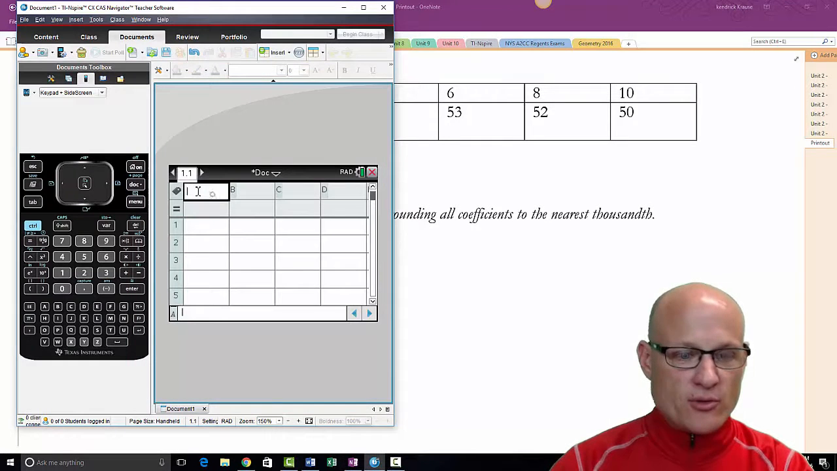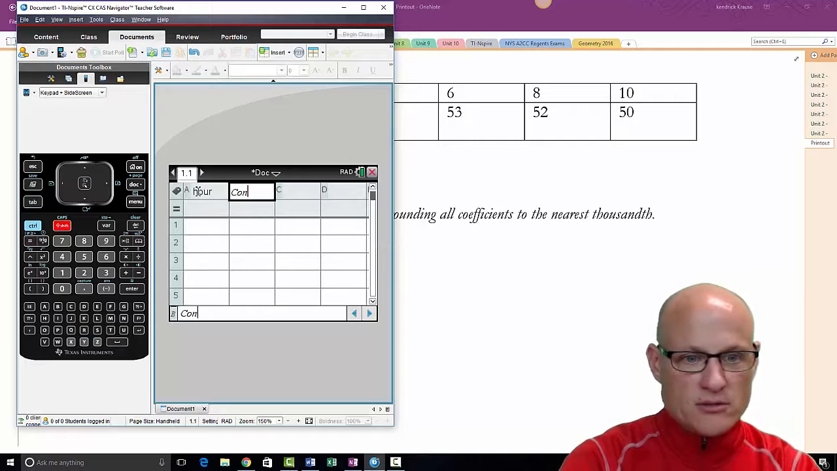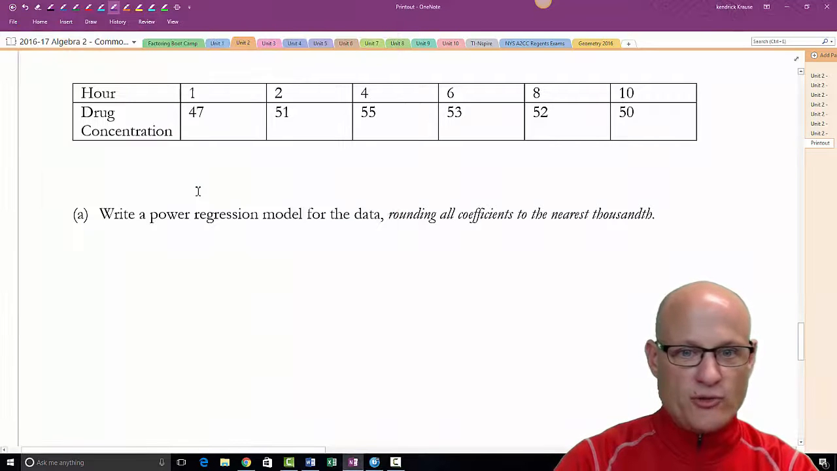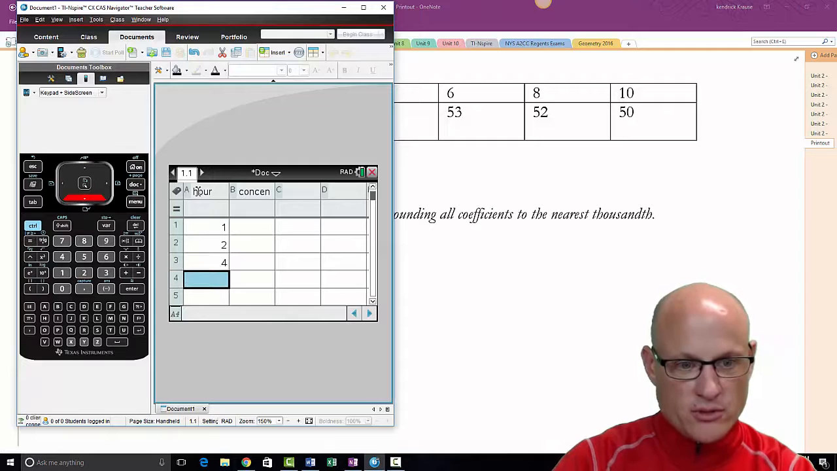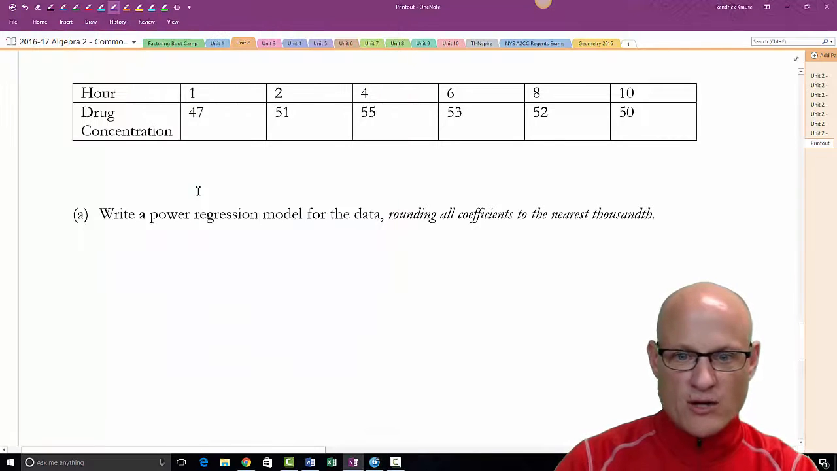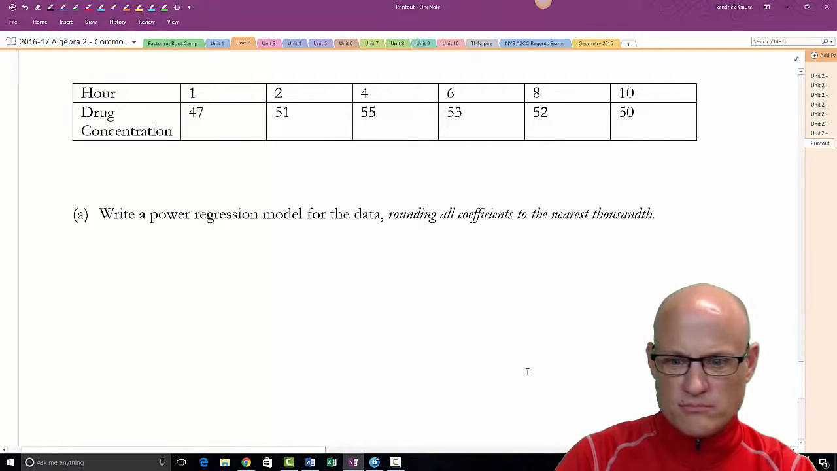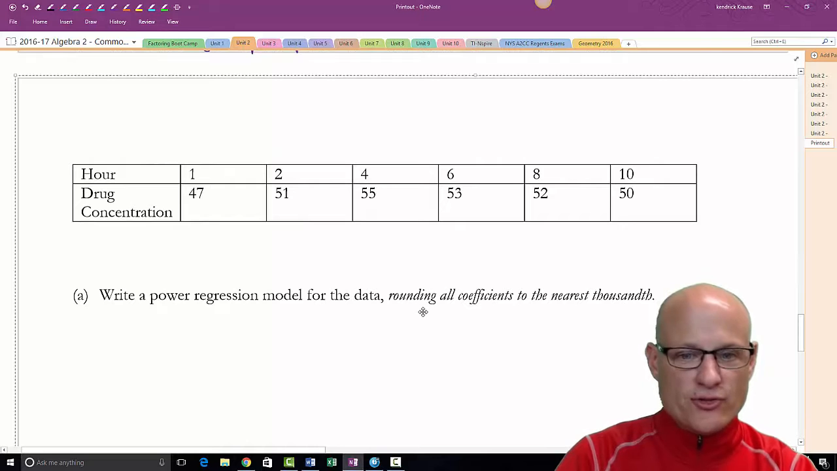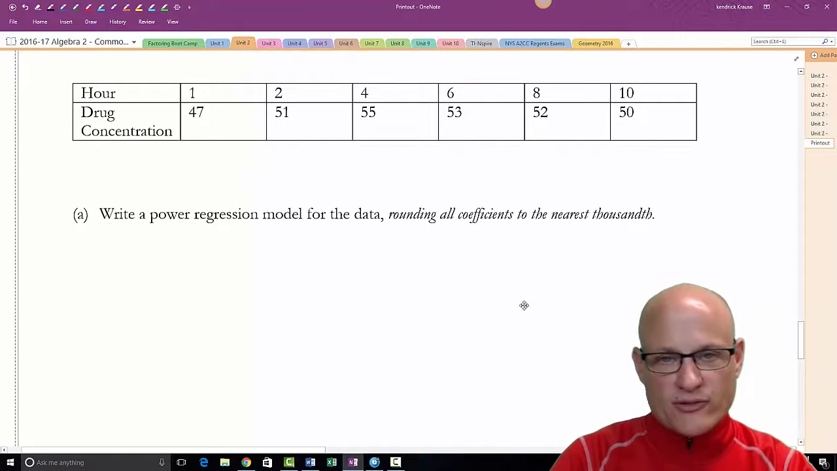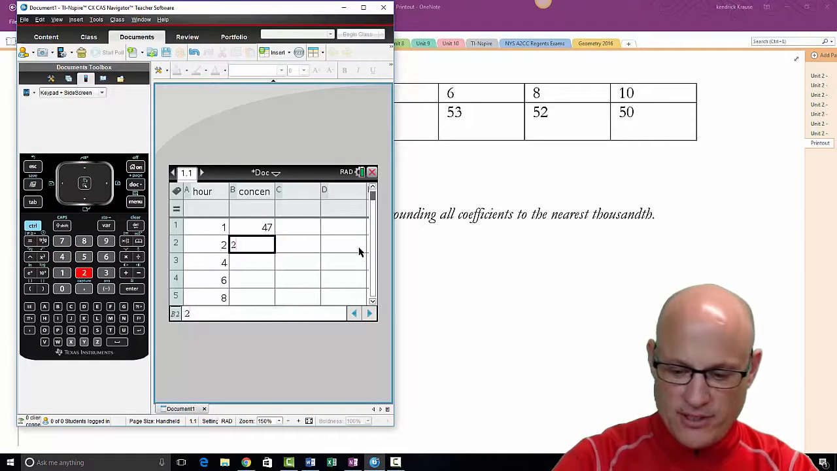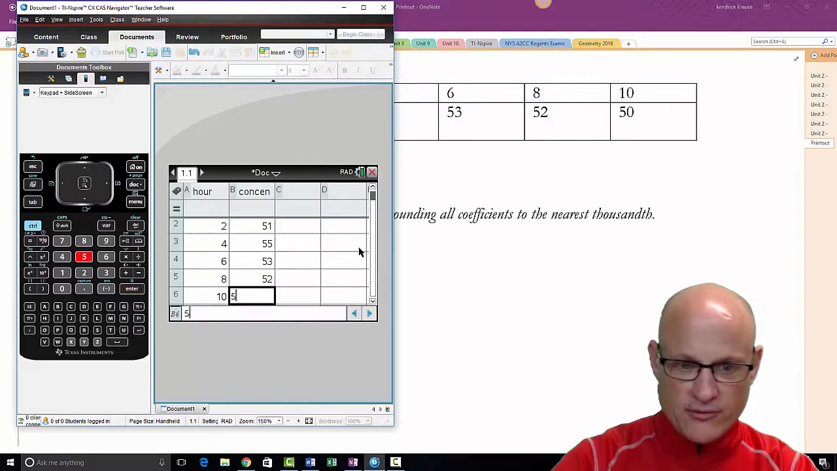Hour and concentration. So we'll call this hour, concentration. Let's go through the hours. 1, 2, 4, 6, 8, 10. Oh, I miswrote a question. I'll get to it when I get to it. Concentrations: 47, 51, 47, 51, 55, 53, 52, and 50.